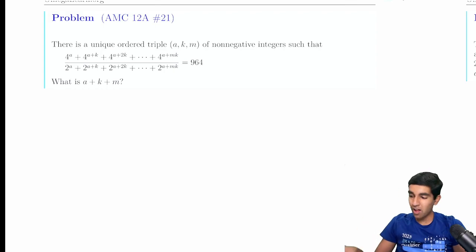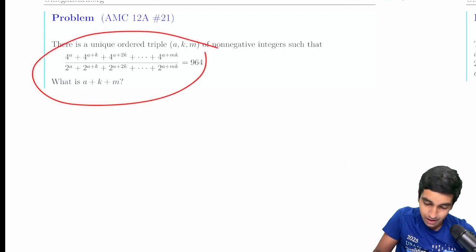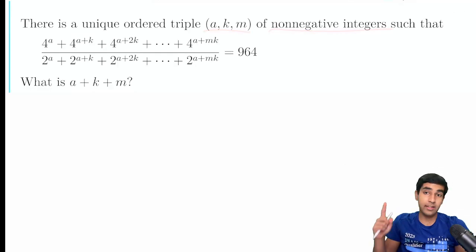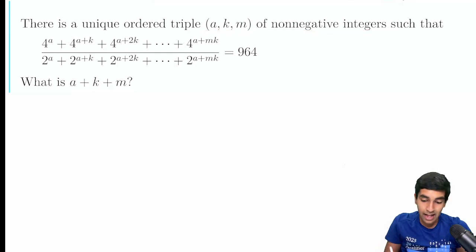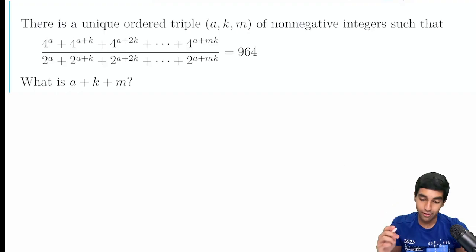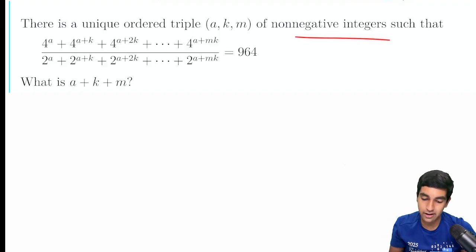Number 21 on the 12A, we've got a giant sequence here. Let's see if we can figure it out. Okay, non-negative integers a, k, m. This is a Diophantine equation, which means that we've got three variables, one equation, but we've got one other major condition: integers. Integers is the key here, non-negative integers.